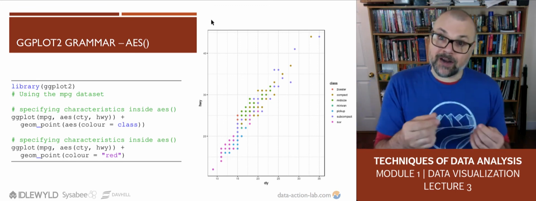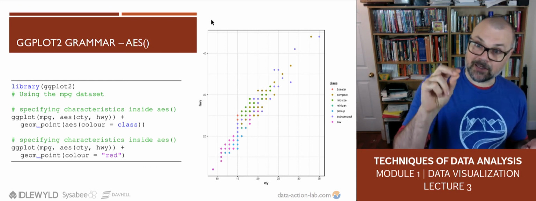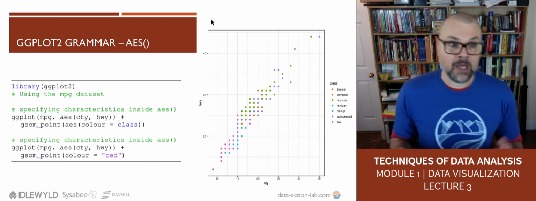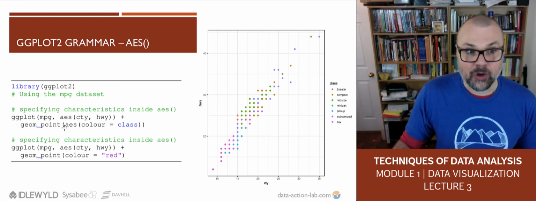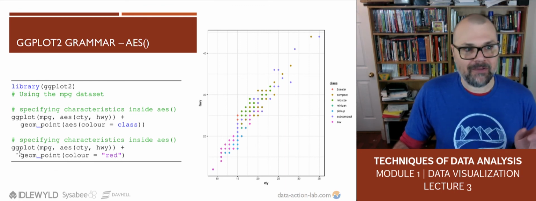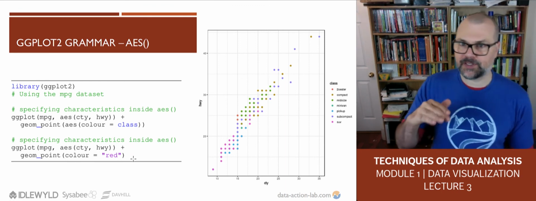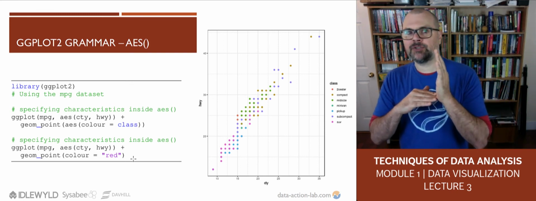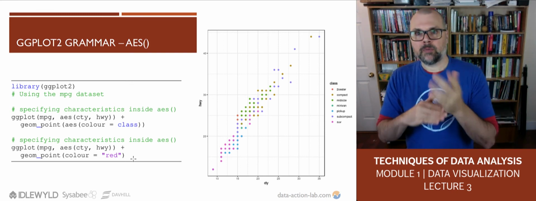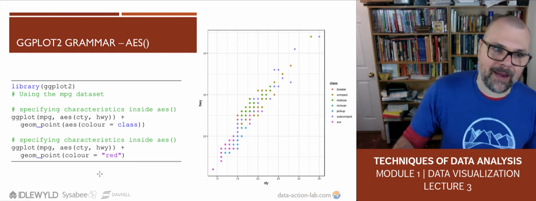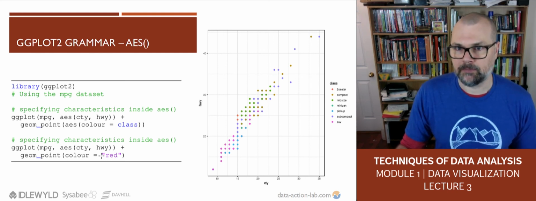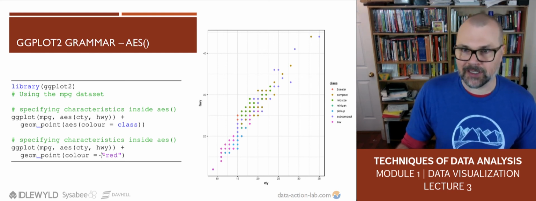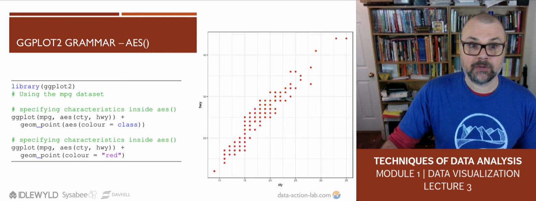So I've shown you here how you can specify an aesthetic within the geometry call. Let's see what happens if we specify the color here, but outside of an aesthetic mapping call, inside the geometry call. So we have the same type of plot. We're plotting city mileage, highway mileage. But now the color isn't going to be mapped to the class. The color is going to be a specific color, red. What you would expect to see here is that every point is going to be red.